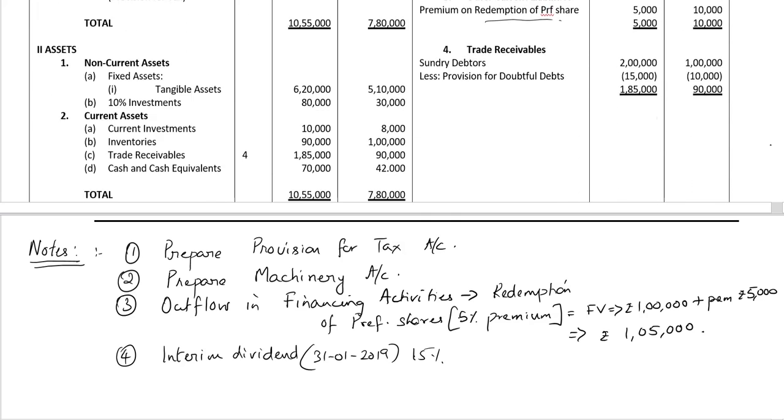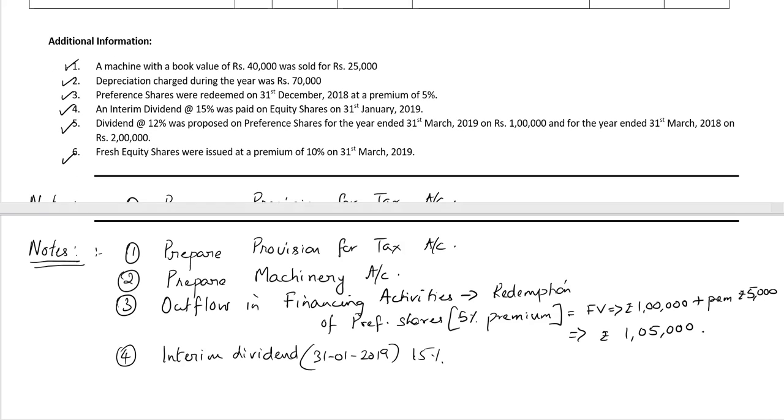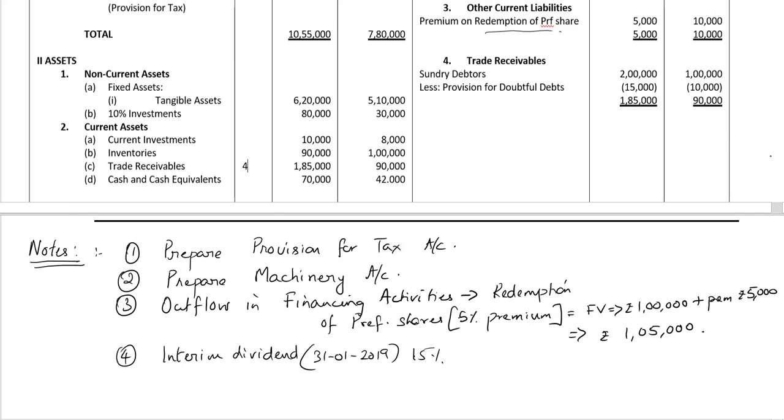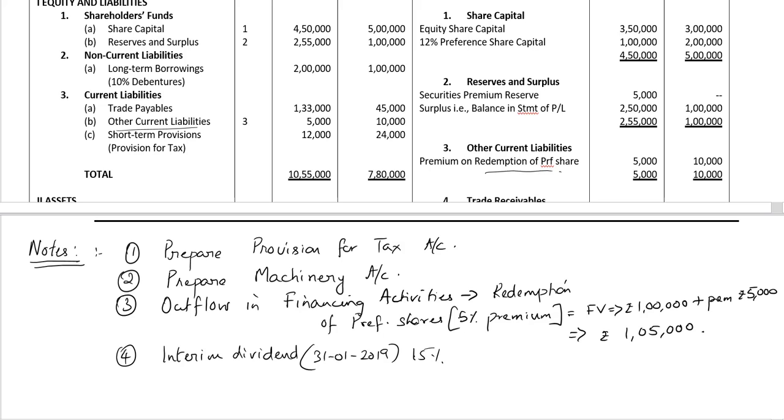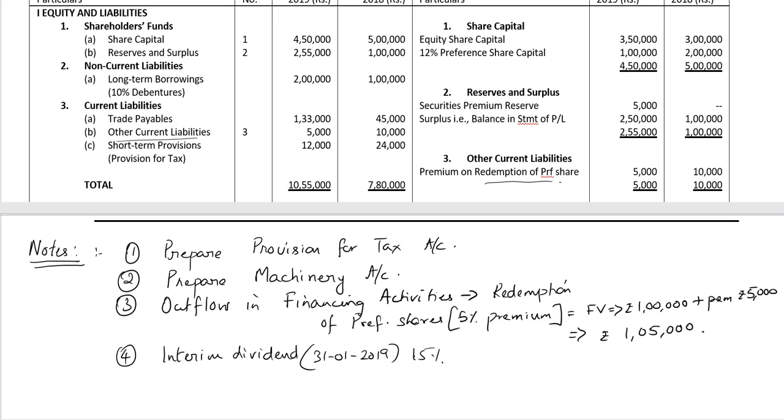But there is a note here at the end of additional information. It says fresh equity shares were issued at a premium of 10% on 31st March 2019. So we know that at the time of payment of interim dividend, the amount of shares face value was only 3 lakh. The 50,000 was issued at the end of the year, 31st March 2019. So the interim dividend will be calculated as 15% on rupees 3 lakh face value, which comes up to rupees 45,000 is the interim dividend.